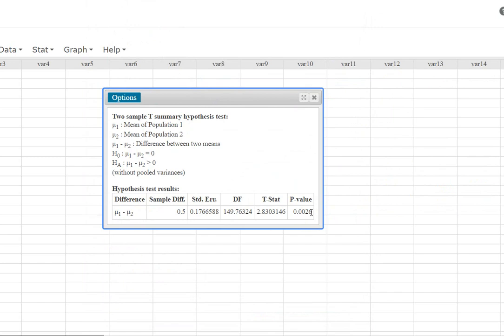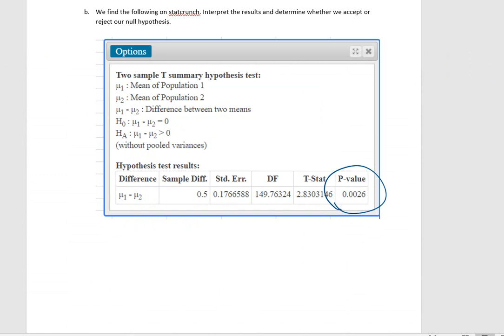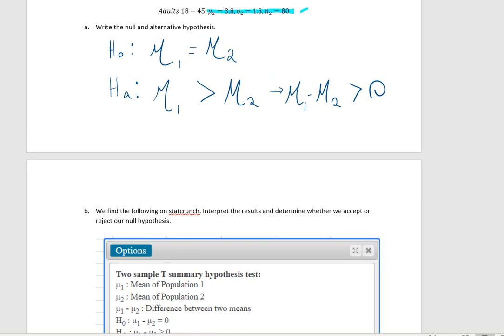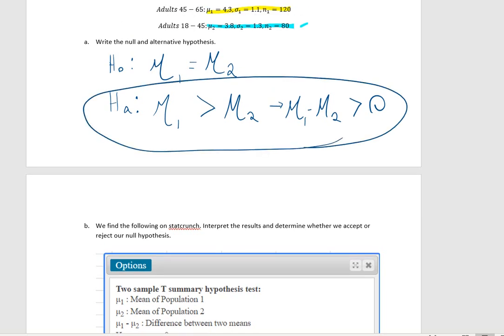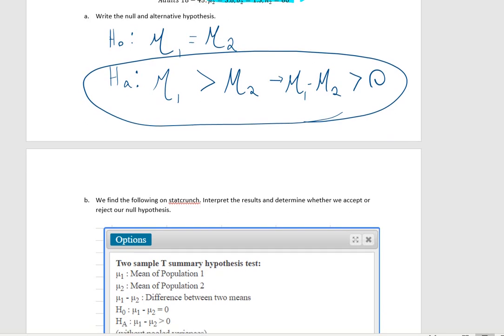When we hit compute, we're going to get a p-value of 0.0026. So, let's say that alpha equals 0.05. Since our p-value, which is 0.0026, is less than that, what that means again is that we get to reject H0. What that means is that we found evidence supporting our alternative hypothesis. So we did find evidence that shows that adults between 45 to 65 do on average drink more caffeinated beverages than adults between 18 to 45.